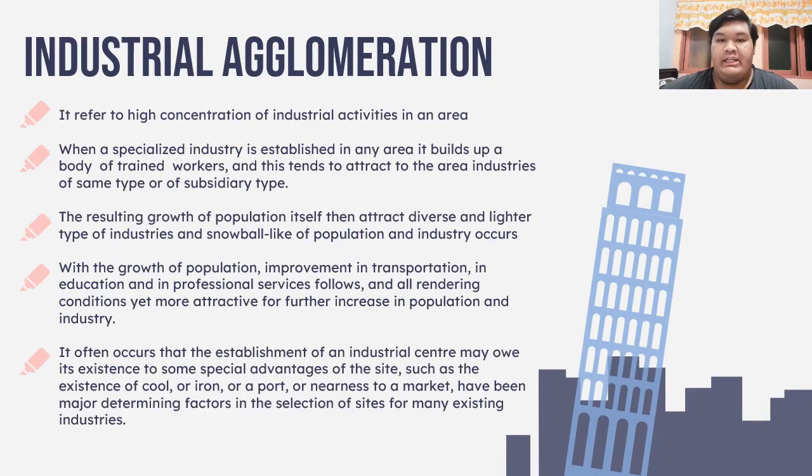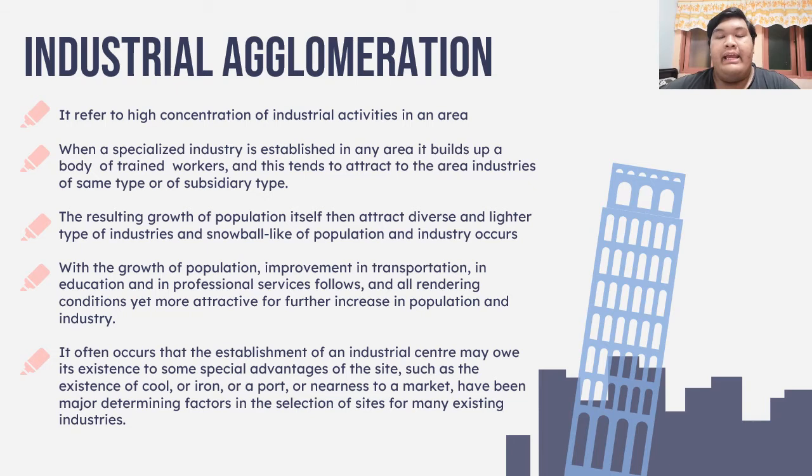Industrial agglomeration refers to a high concentration of industrial activities in an area. When a specialized industry is established in any area, it builds up a body of trained workers, and this tends to attract to the area industries of the same type or subsidiary type. The subsidiary industries may likewise attract other types of major industries.